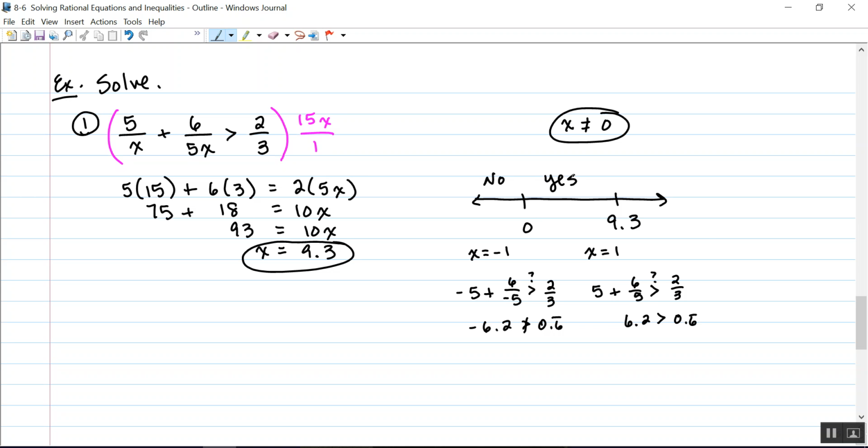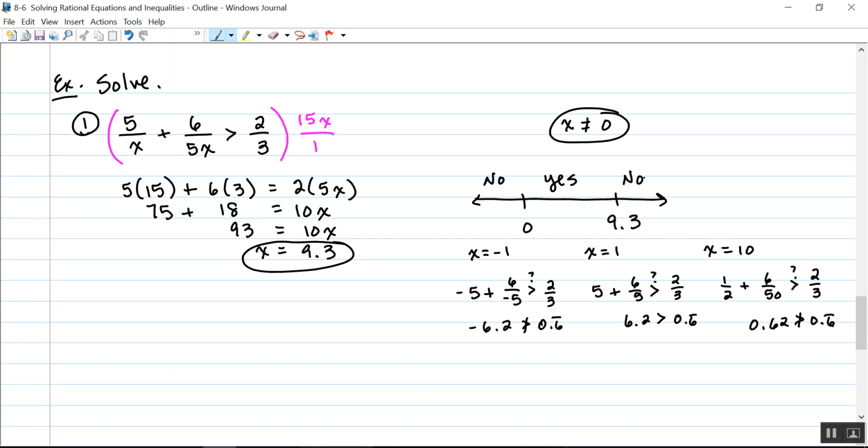And then I'll pick a number that is greater than 9.3. I chose x equals 10. Plugging in 10 for x, I get 1/2 plus 6 over 50. Is that greater than 2/3? That gives me 0.62, and that is not greater than 0.6 repeating, so this region would be a no.